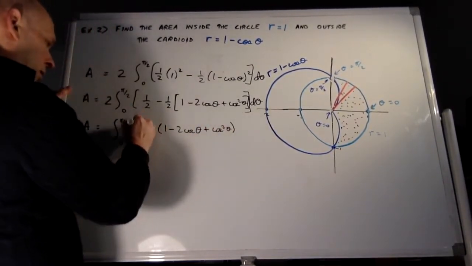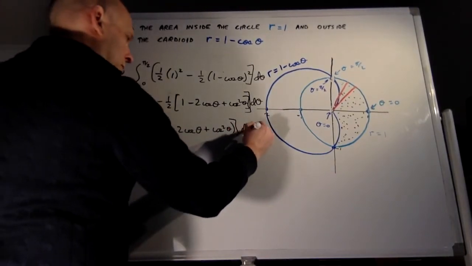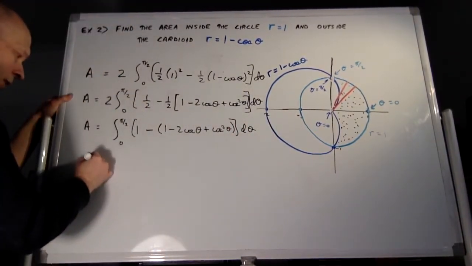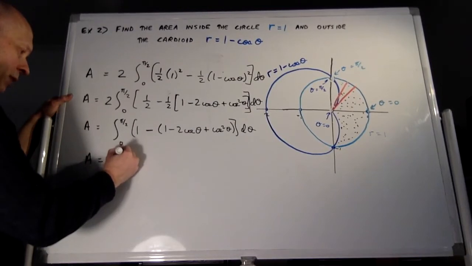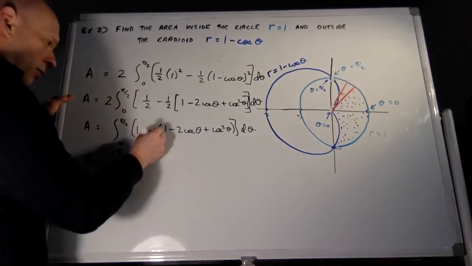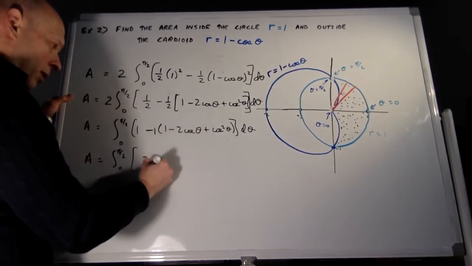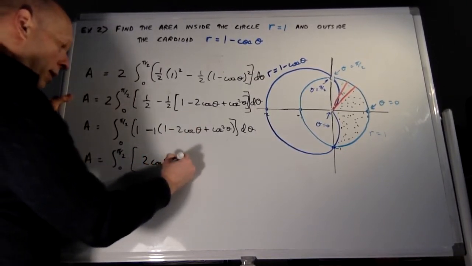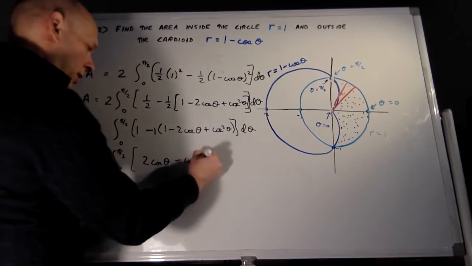And all of this d theta. Okay, so we have the area is going to be the integral from 0 to pi over 2 of, all right, 1 minus 1 is 0. And then this negative 1 is going to distribute across the other stuff. So that's a positive 2 cosine theta and then a minus cosine squared theta.